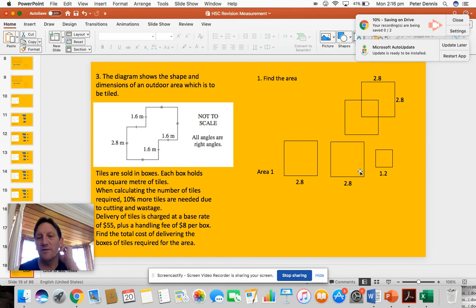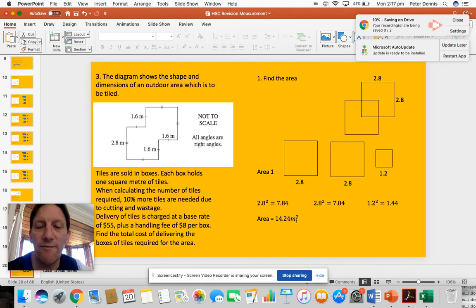So let's have a look at how we do that. The first, this is going to be 2.8 squared. This is going to be 2.8 squared, and this is going to be 1.44. So all I've done is this plus this, and then we're going to minus this little section in the middle. And we got an area of 14.24 meters squared. So that's the first part.